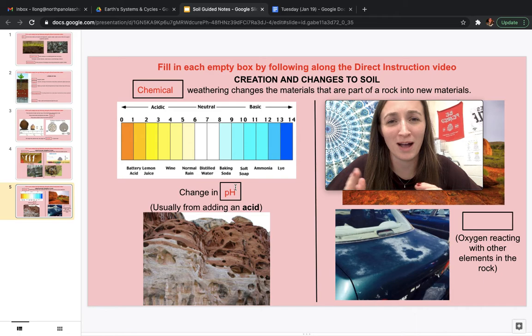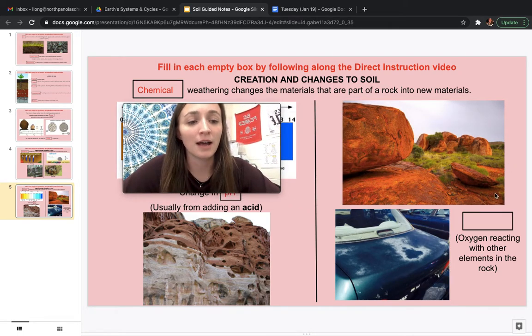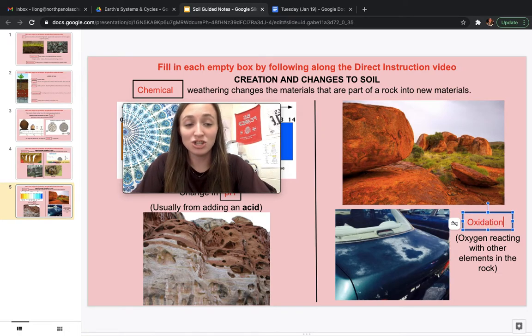You're probably thinking, how is somebody going outside and just pouring acid on rock? That doesn't happen a lot. There's actually a lot of acid in some rain. So if there is a lot of rain, it can change the acidity, or the pH, change how much acid is on that rock, which can change the material of the rock. Freaky, I know. Now the other type I want to talk about is oxidation.